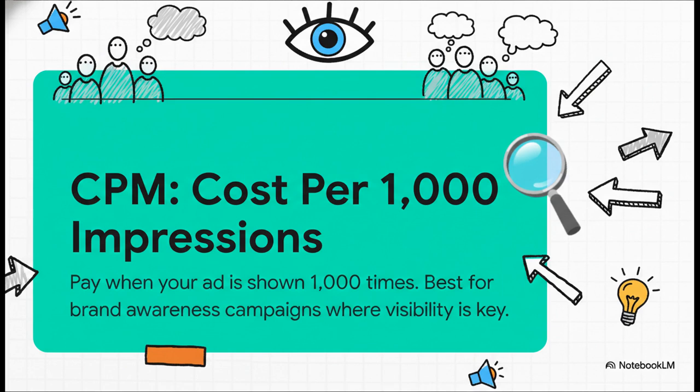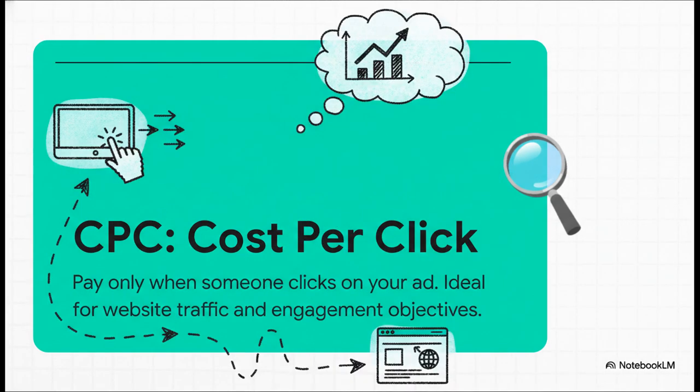This is absolutely perfect for brand awareness campaigns, where your main goal is just to get your brand name in front of as many people as possible. Next, we have CPC, or cost per click. This is probably the most common model you'll see. Here, you only pay when someone actually clicks on your ad and goes to your website or landing page. If your goal is to increase website traffic, this should be your go-to strategy.